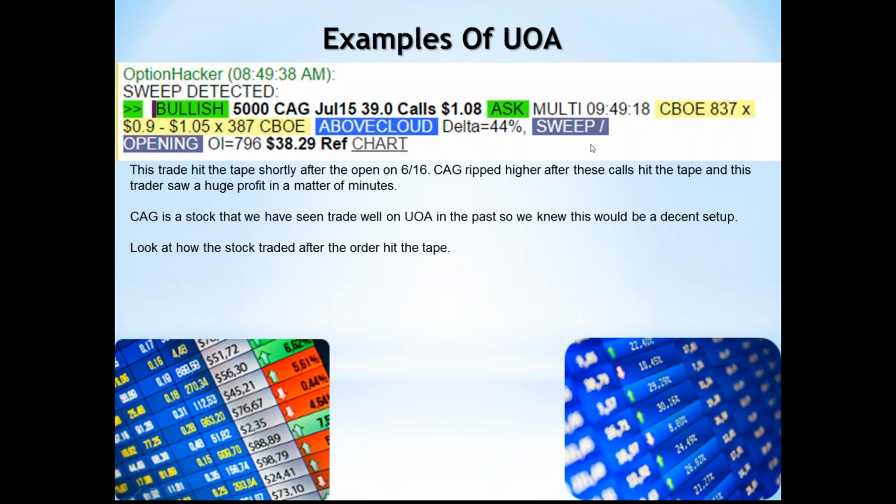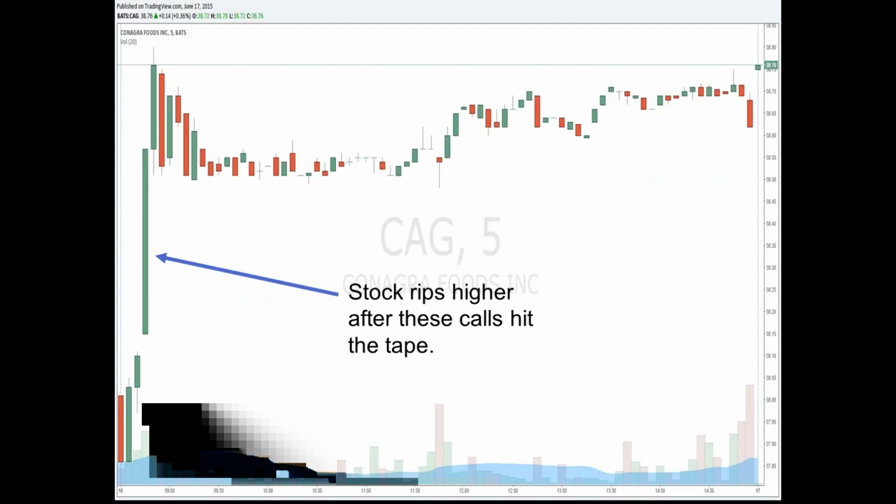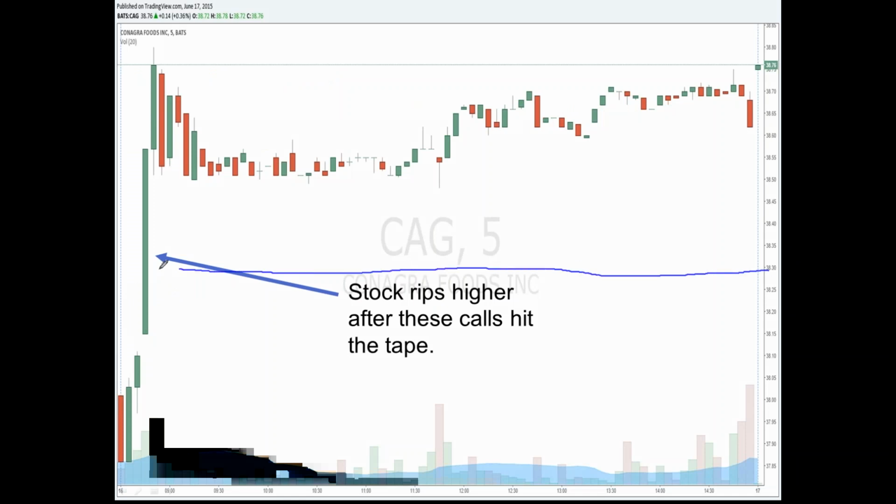This is a stock that has traded well on unusual option activity in the past, so we knew it would be a pretty decent setup. So take a look at how the stock traded after the order hit the tape. We know that it came across around 19 minutes into the trading day, so in this fourth bar here, and that the stock was right around 38.29 when this order hit the tape. So boom, this is where they bought calls, and look at what happened to the stock.